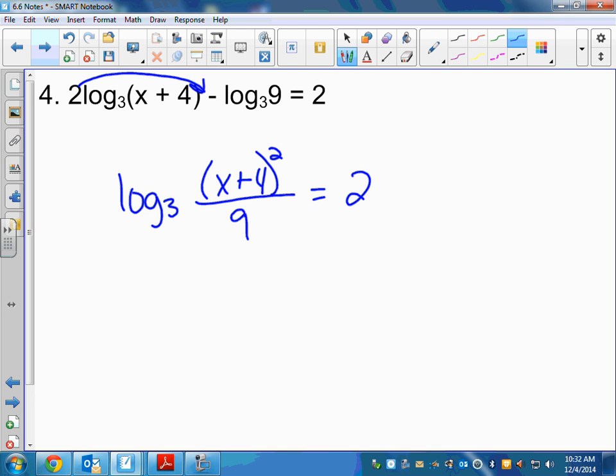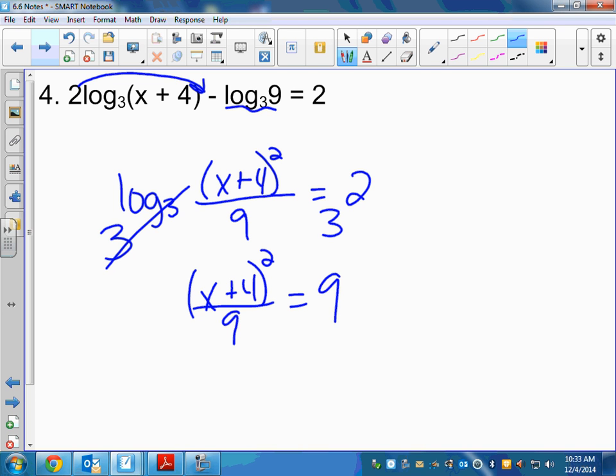You see what I'm saying about what is log 3 of 9? You could have just said it was 2 and then moved it over, but that's okay. Now what do we want to do? So this cancels out, and I get x plus 4 squared over 9 equals 9. And I get x plus 4 squared equals 81.